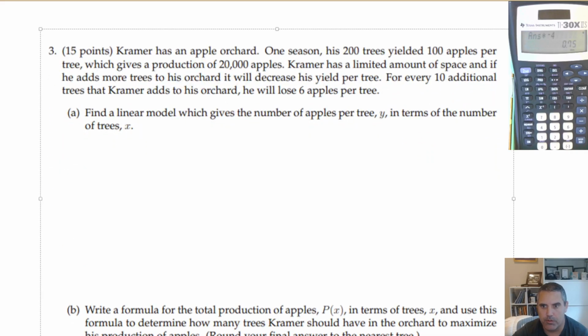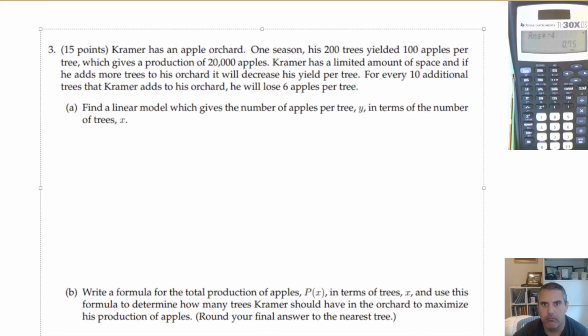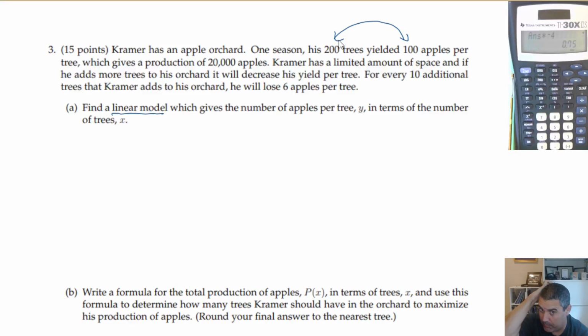Kramer has an apple orchard. One season, his 200 trees yield 100 apples per tree, which gives a production of 20,000 apples. He has a limited amount of space. For every 10 additional trees, he will lose 6 apples per tree. It says use a linear model. What's that about? Oh, it's the same sort of thing. These two things multiplied together. So this is just like the last problem.